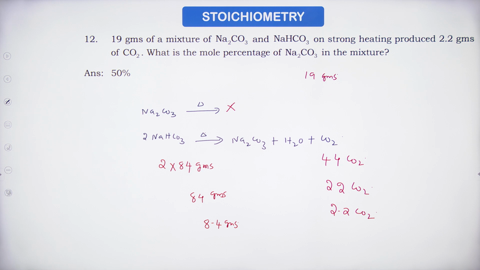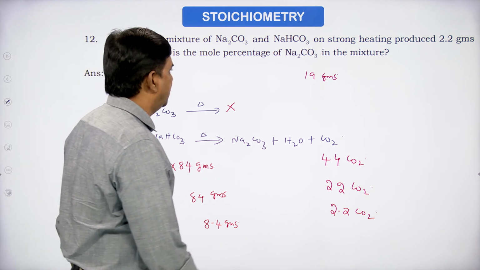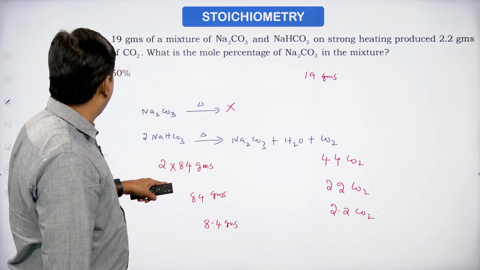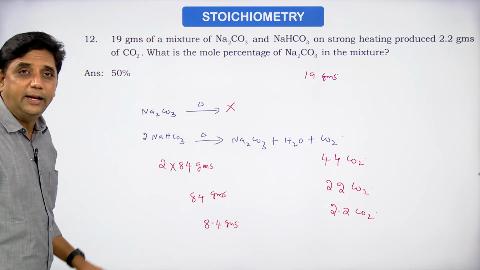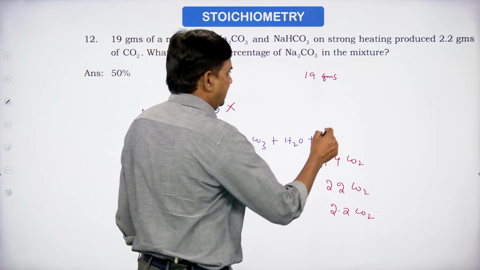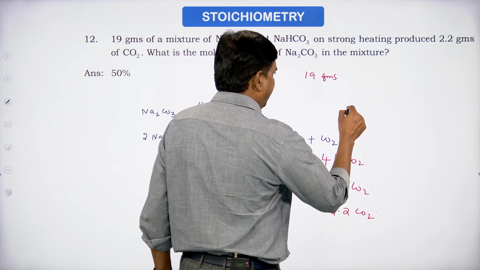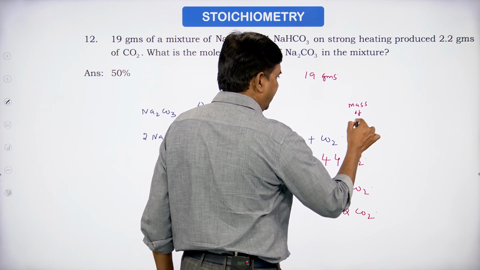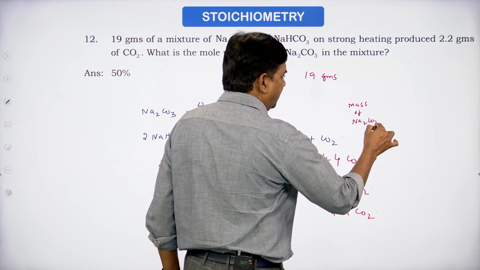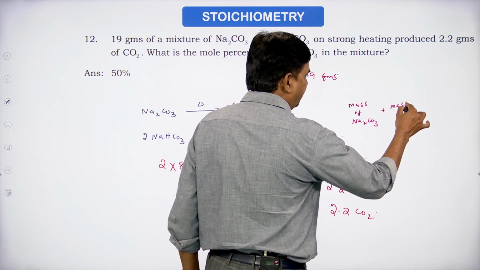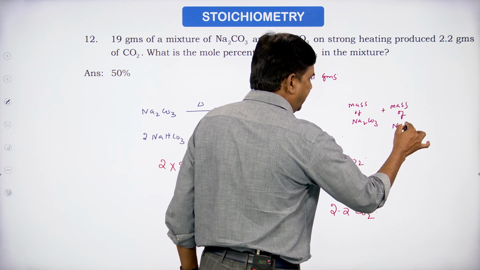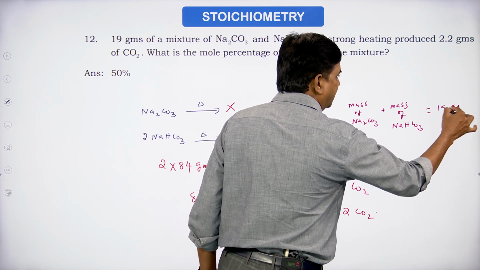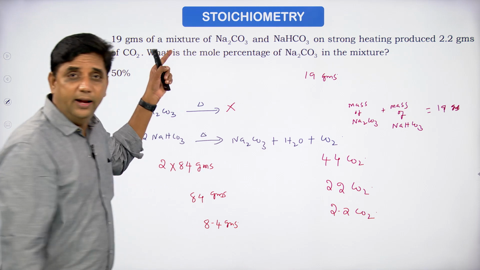Yes, 2.2 grams is given by 8.4 grams. So, 8.4 grams of sodium bicarbonate means, and that would be 10.6 grams. Mass of Na2CO3 plus mass of NaHCO3 is equal to 19 grams. 19 grams according to the problem given.